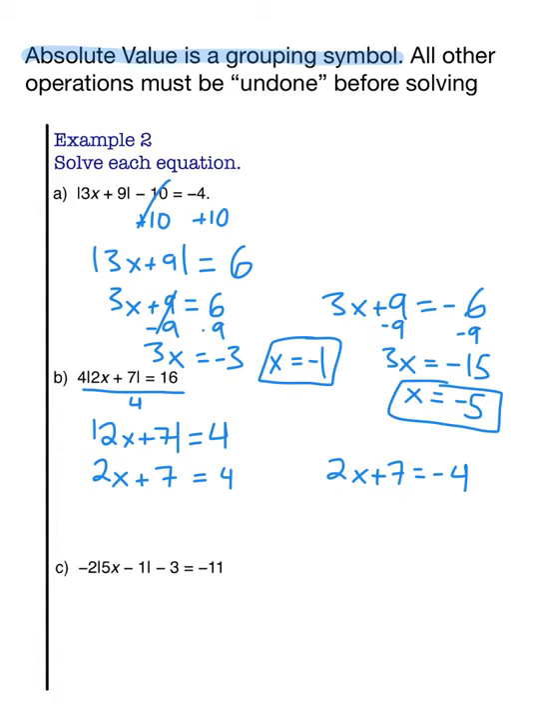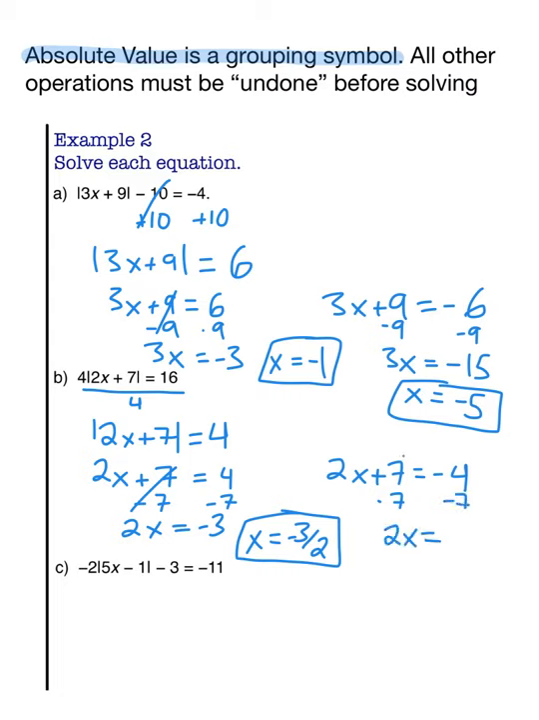All right, now we can solve for x. So first thing I'm going to do is subtract 7 from both sides. I'm left with 2x equals 4 minus 7, which is negative 3. Divide both sides by 2, and x equals negative 3 halves, or negative 1.5, however you decide to write that. All right, and in the second equation, subtract 7 from both sides. I have 2x equals negative 4 minus 7, which is negative 11. Divide both sides by 2. I have x equals negative 11 halves, or negative 5.5.